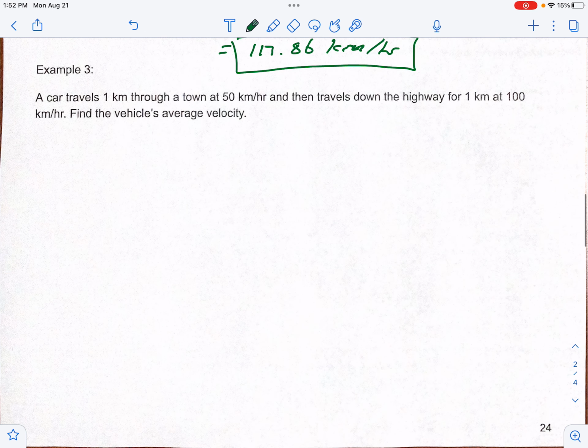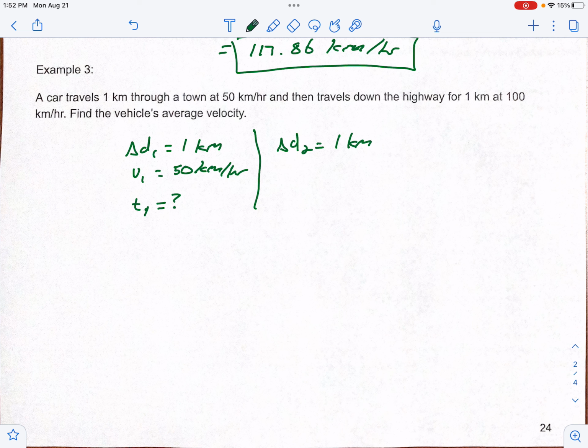Okay, so on number 3, a car travels 1 kilometer through a town at 50 kilometers per hour. So my displacement 1 is 1 kilometer, my velocity 1 is 50 kilometers per hour. It didn't give me a time, so I don't know what my T1 is. Then it travels down the highway for 1 kilometer, so my displacement 2 is 1 kilometer, at 100 kilometers per hour, so my V2 is 100 kilometers per hour. And I did not tell you time 2. We have displacement, so we're good there. We just need the time.